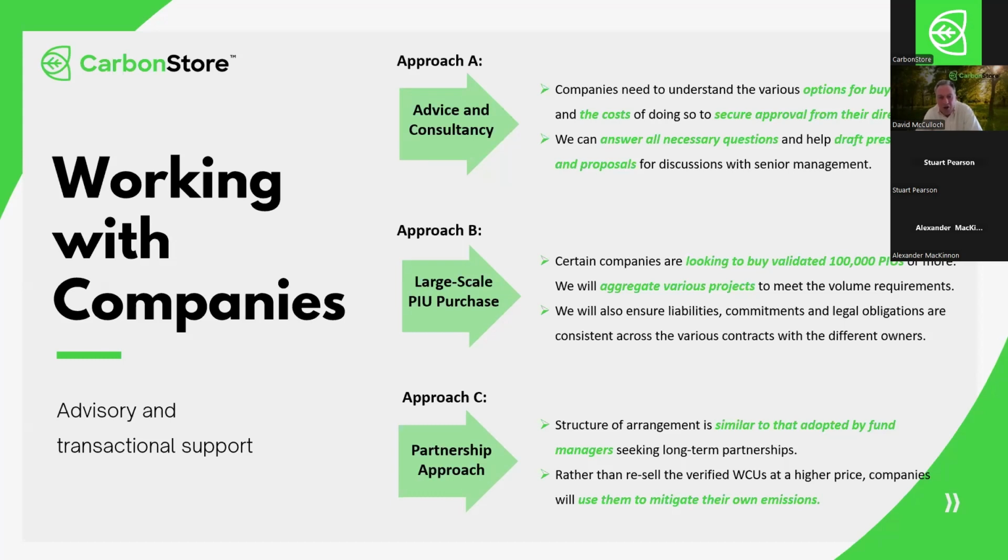We're also starting to get larger inquiries from companies looking to buy hundreds of thousands of validated PIUs from woodlands which have already been planted. And with very few standalone projects generating more than 20 or 30,000 PIUs, aggregation of multiple projects is necessary to accommodate these volume requirements. So again, with some of the most robust legal contracts in the sector, we're well placed to support these demands. And then finally, certain larger companies are also contemplating long-term partnerships with landowners in an approach similar to that being adopted by fund managers.